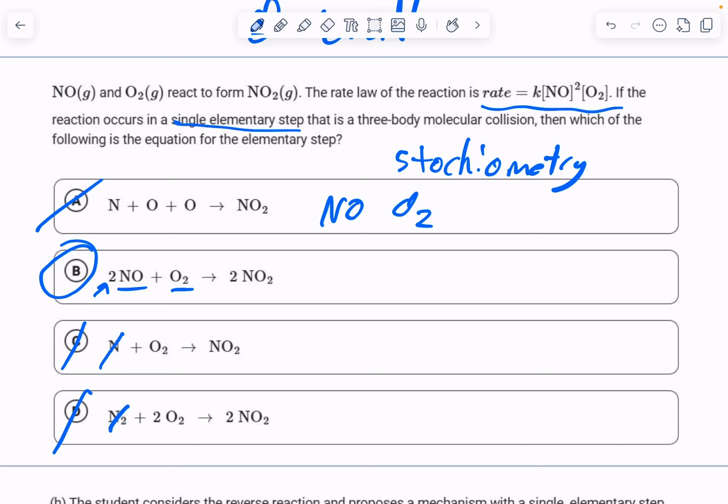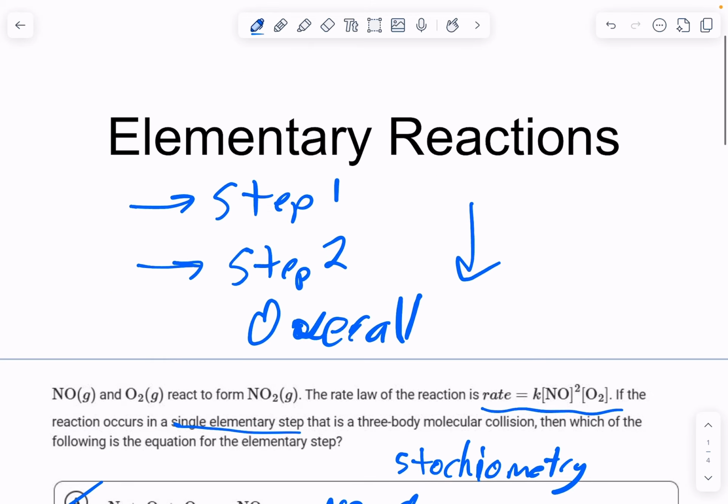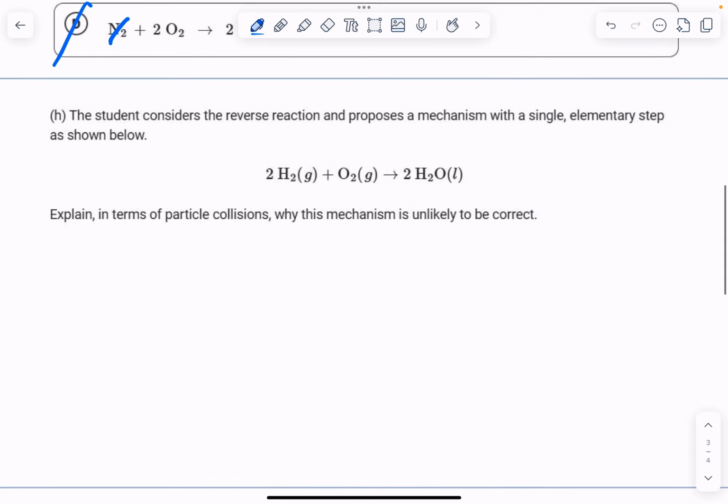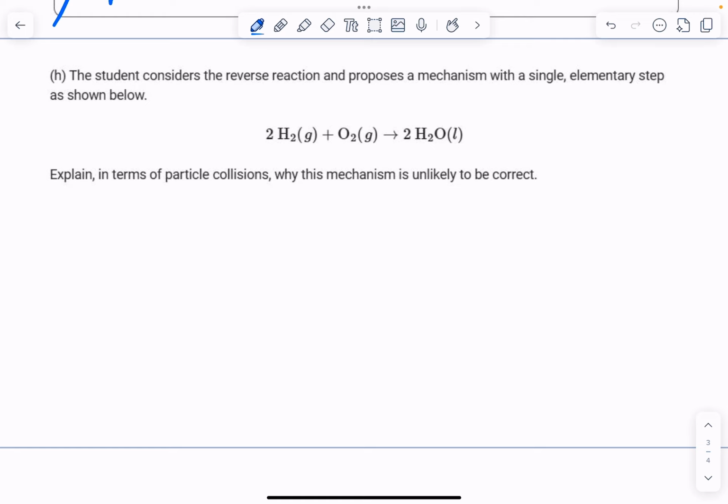Remember, you can only use stoichiometry to determine rate law with elementary steps. So breakdowns of these. You cannot use it for an overall reaction. Okay, and then part B is a free response question. The student considers the reverse reaction and proposes a mechanism with a single elementary step as shown below. Explain in terms of particle collisions why this mechanism is unlikely to be correct.